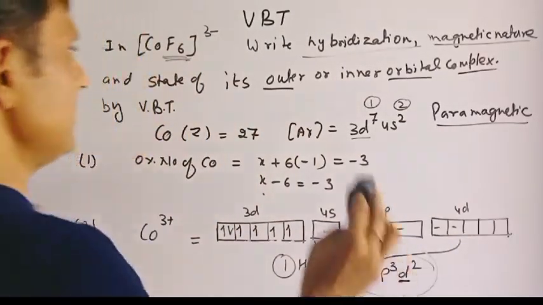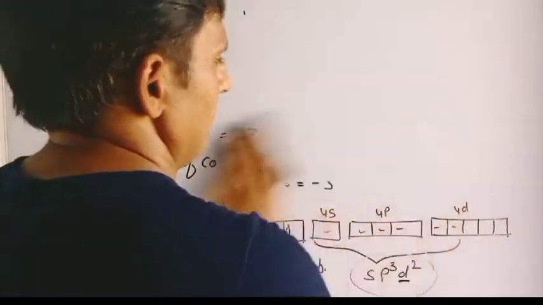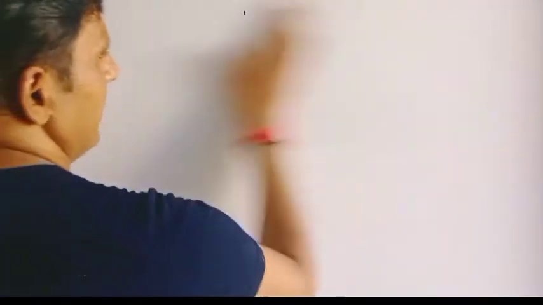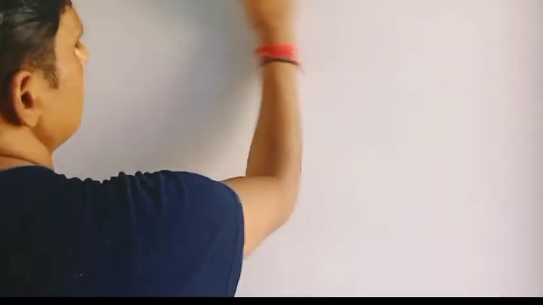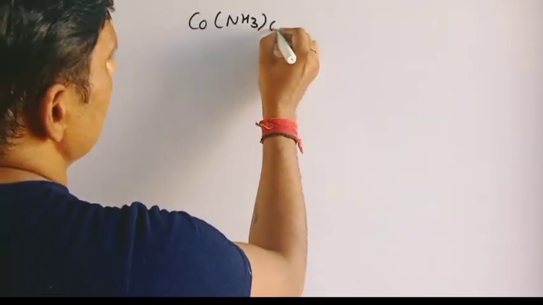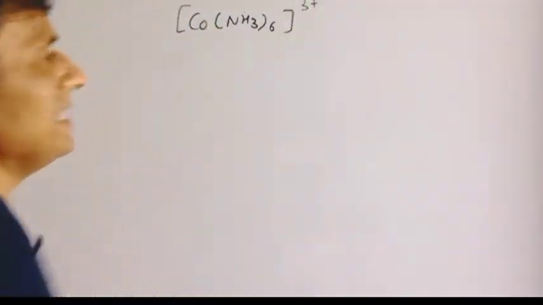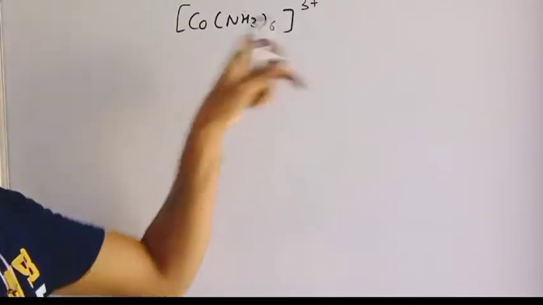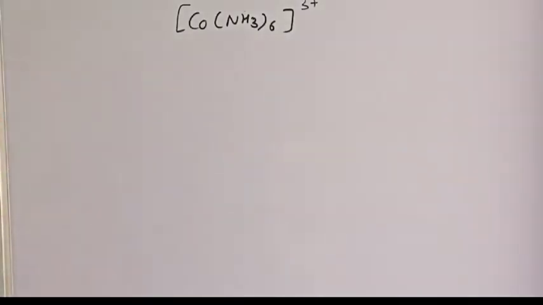Now, second part of octahedral compound. In the next part of octahedral compound, we will discuss the properties of [Co(NH3)6]3+. It means hexaamine cobalt(III) ion. Hexaamine cobalt(III) ion.